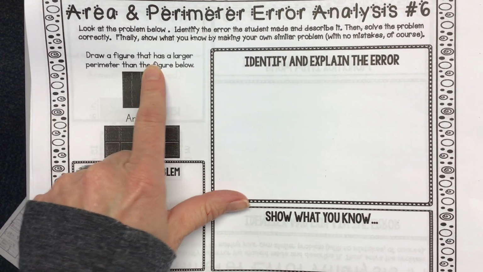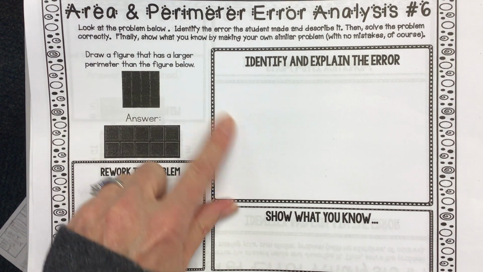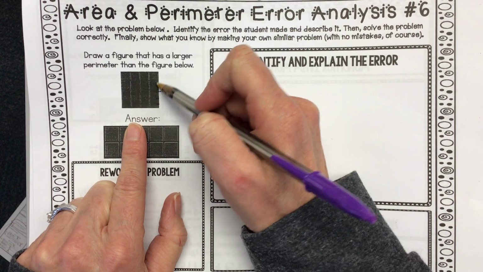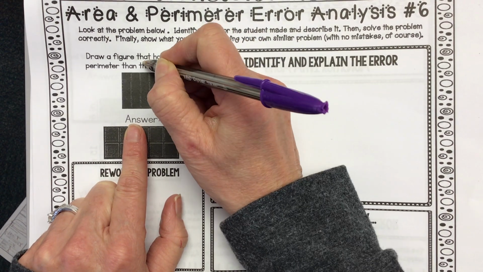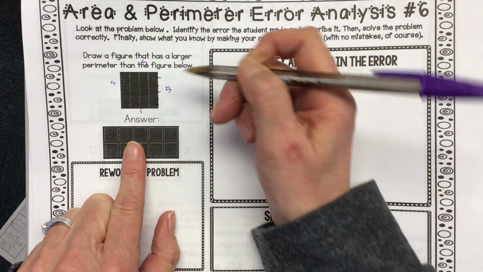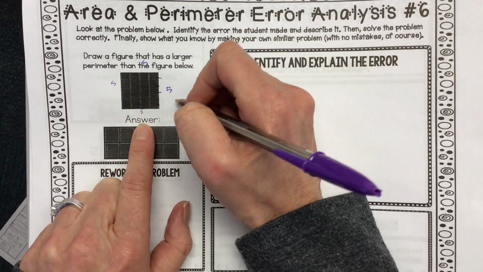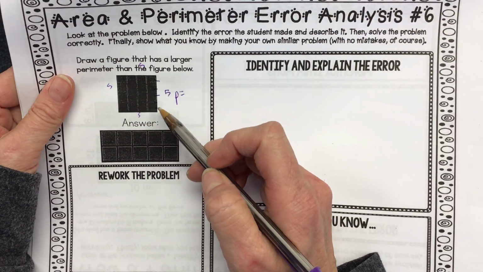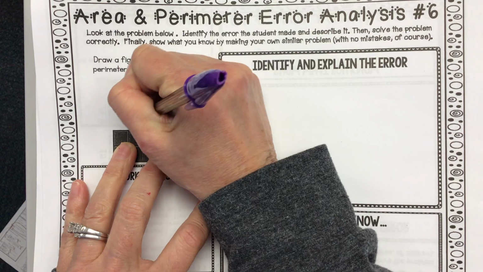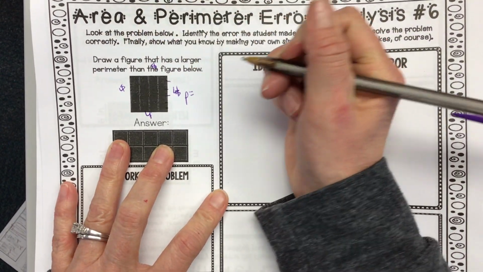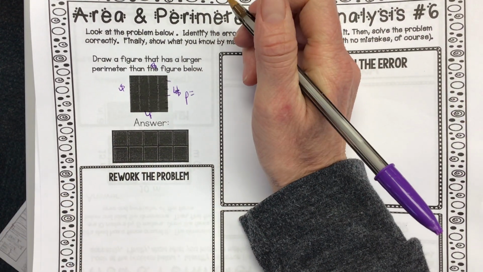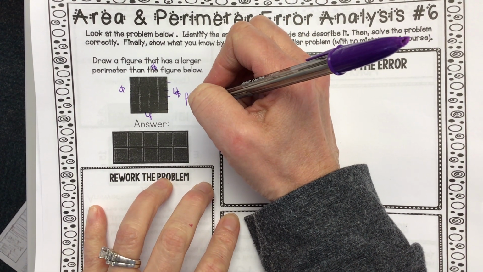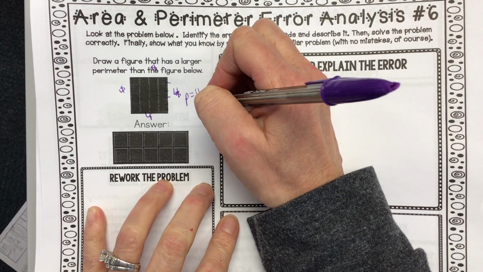Okay, it says draw a figure that has a larger perimeter than the figure below. So this shape is 1, 2, 3, 4 on each side. So what is the perimeter of this shape? It's 4 by 4. Yeah. Okay, 4 on each side. It's definitely hard to see. So what is the perimeter? Gemma? 16. 16 what? 16 centimeters. Well, it doesn't say centimeters, so we use units.